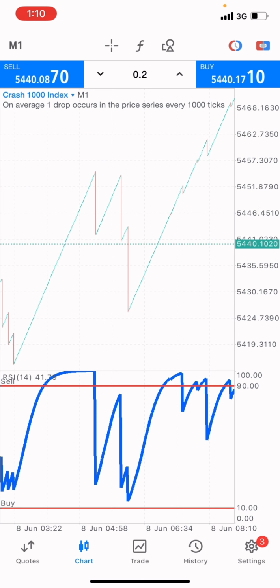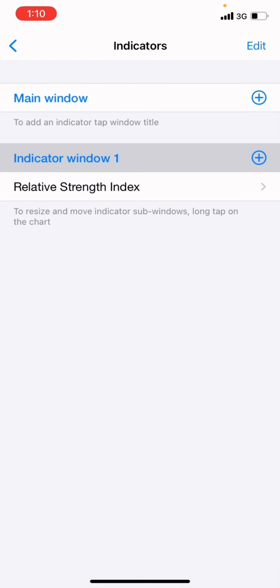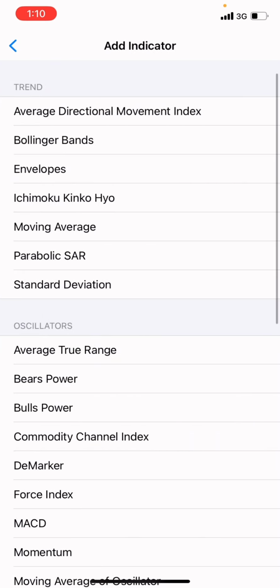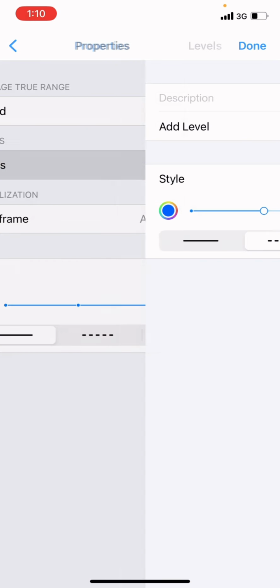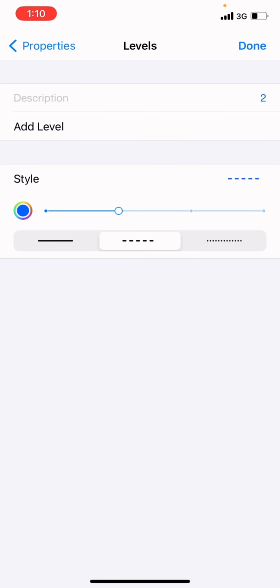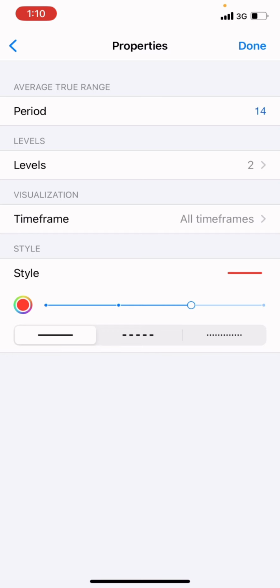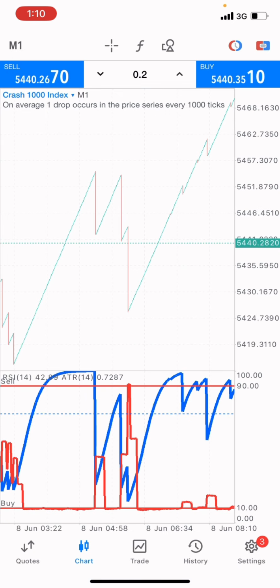All right, now I'm going to put the average true range on indicator window 1, the style on 3 pixels, color red, then I'm going to put the period on 14, the level is going to be just 2, while the style here is going to be on 2 pixels, the color is going to be blue. Just like that, you apply to all time frames and you click on done.